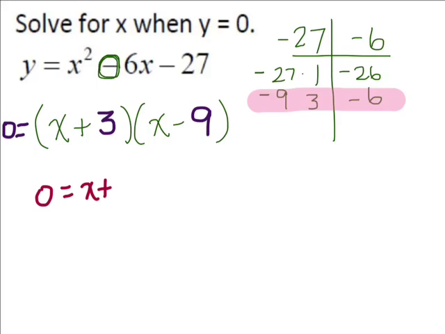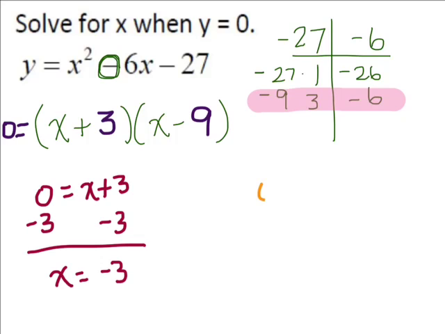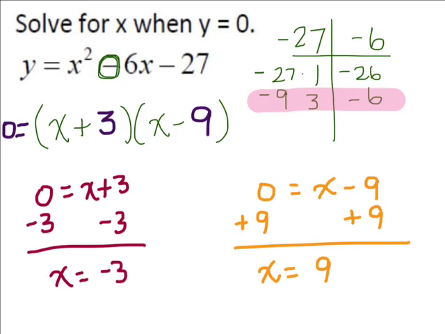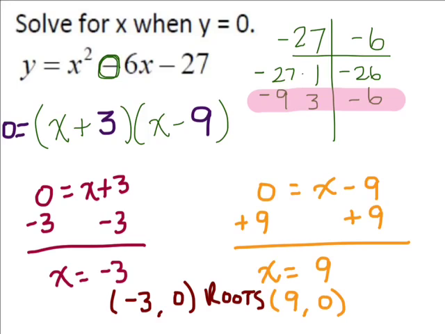0 equals x plus 3. Solve for the first one. X equals negative 3. That's my first root. The other one, I got 0 equals x minus 9. I add 9. And I get x equals positive 9. So my 2 points are 9, 0. That's one root. The other root is negative 3, 0. So those are my roots. We first factor, and then we solve.